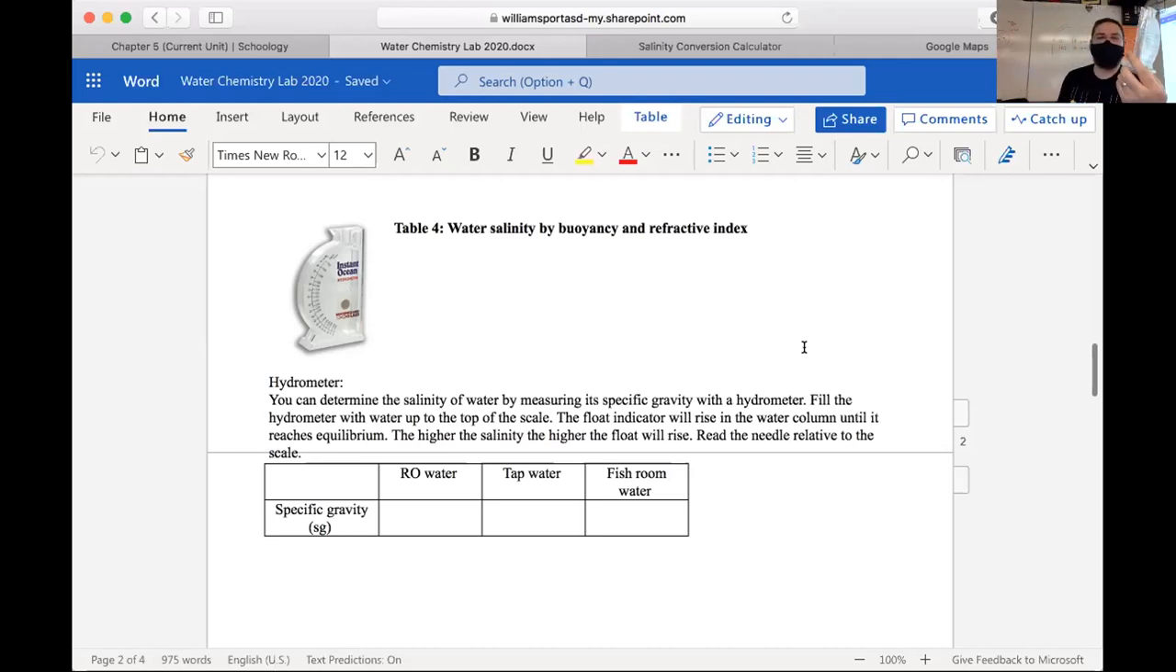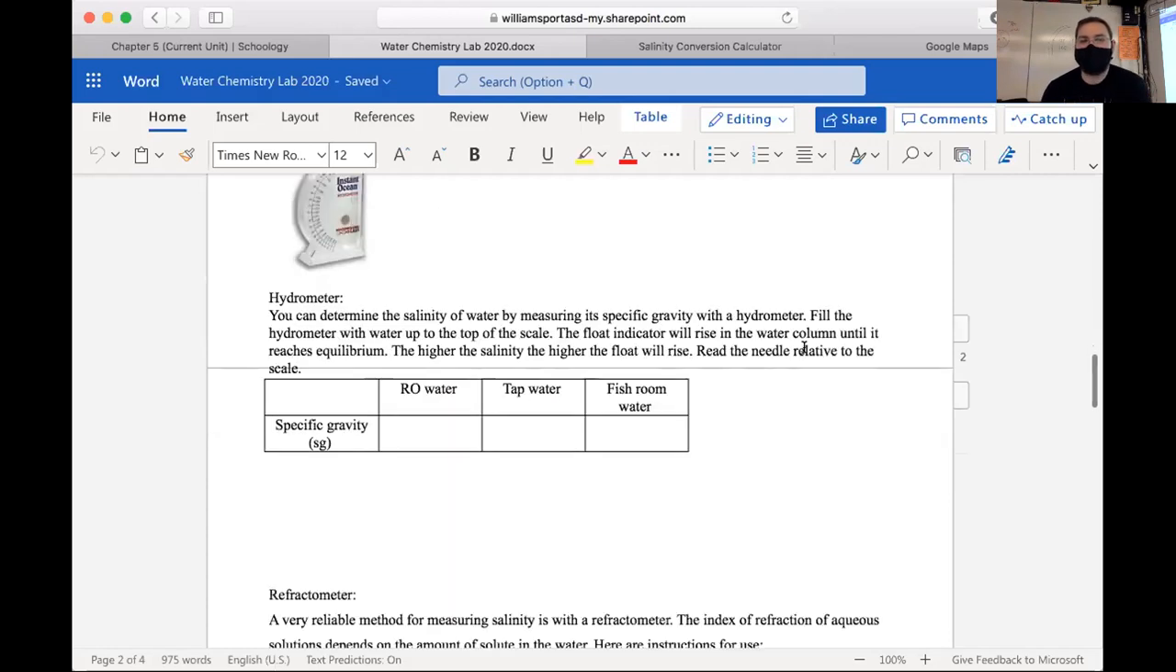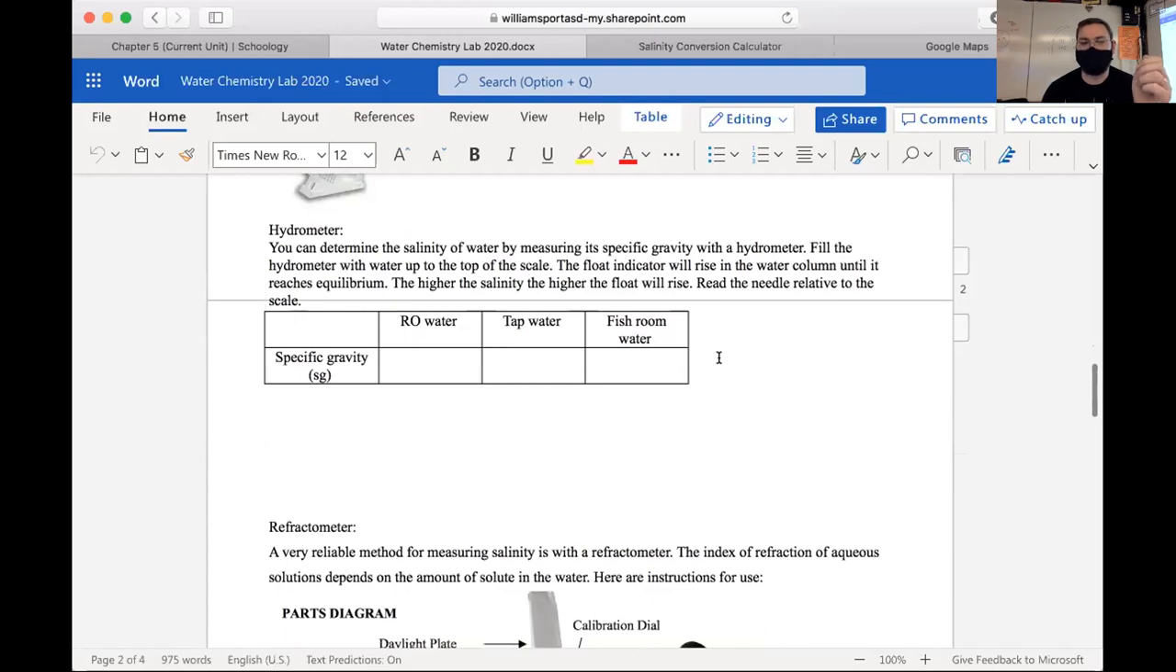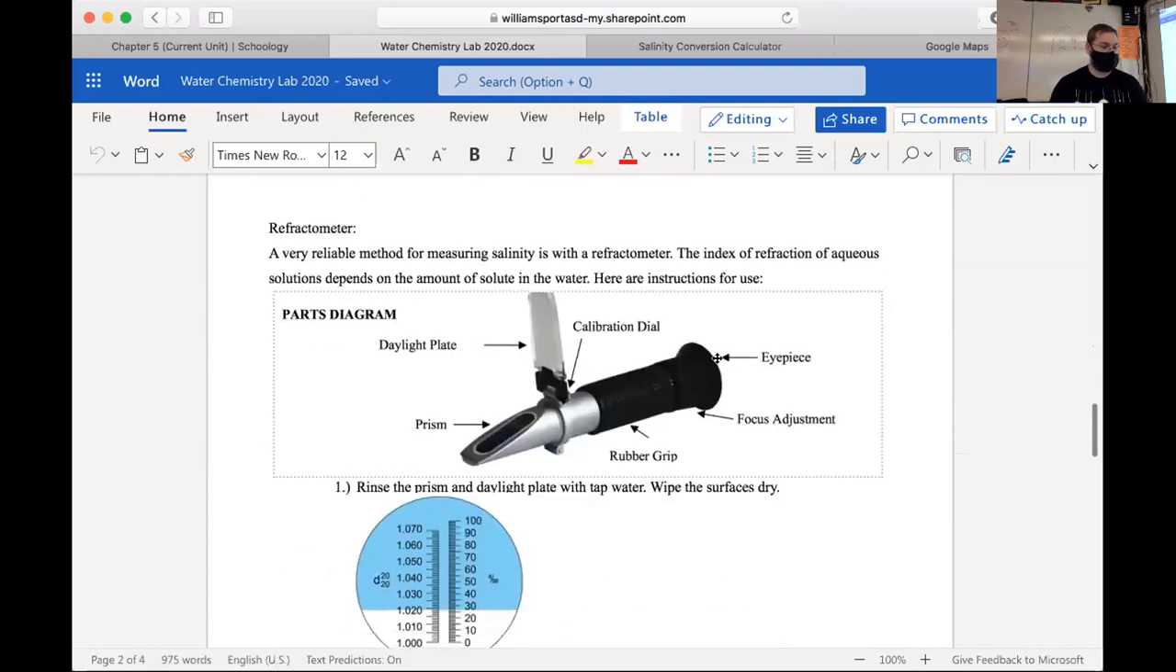I constantly have to make sure that there's a correct amount of salt in our aquariums to have the saltwater fish be happy. So you can use a hydrometer to measure the specific gravity of RO water, tap water, and the fish room water. Another instrument, which is actually more reliable.